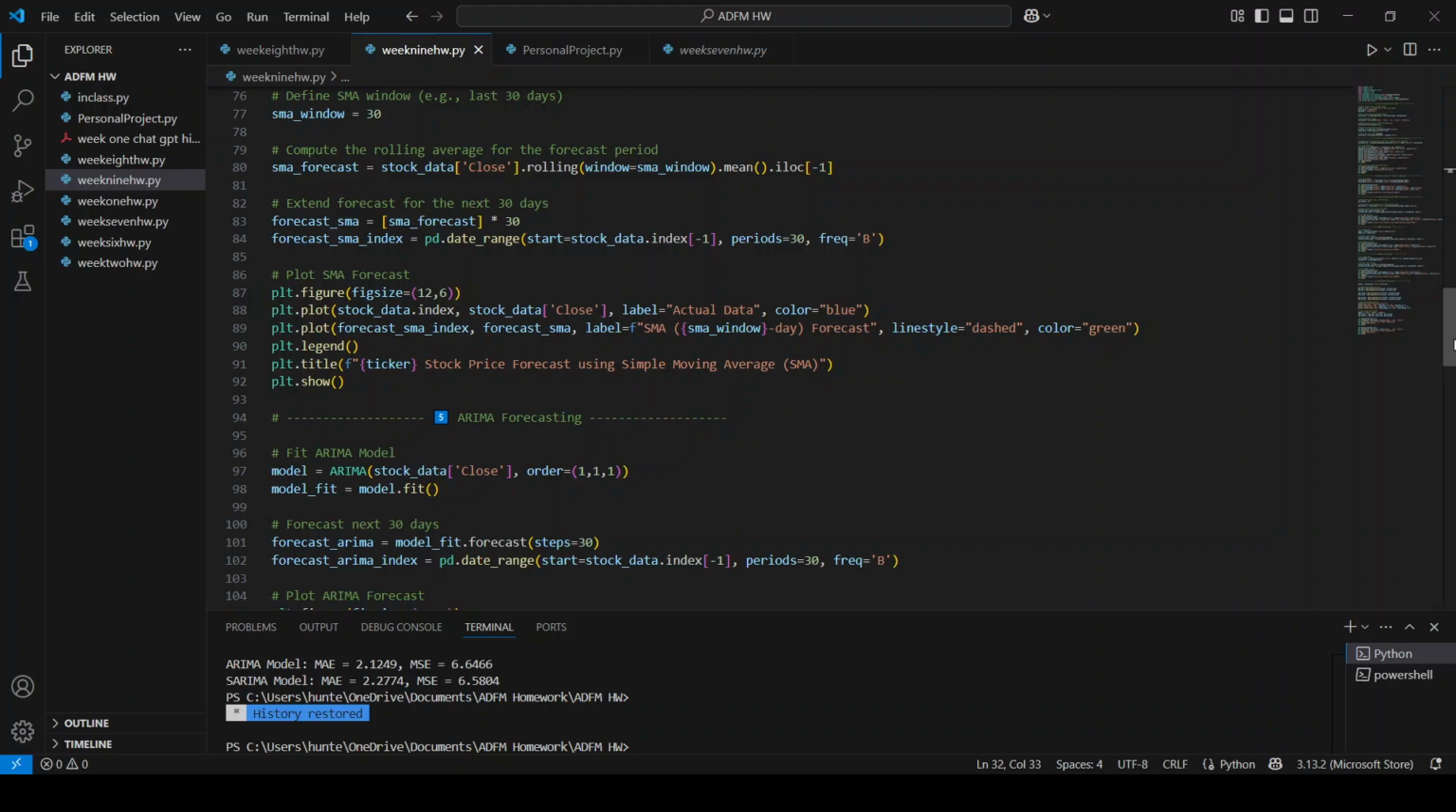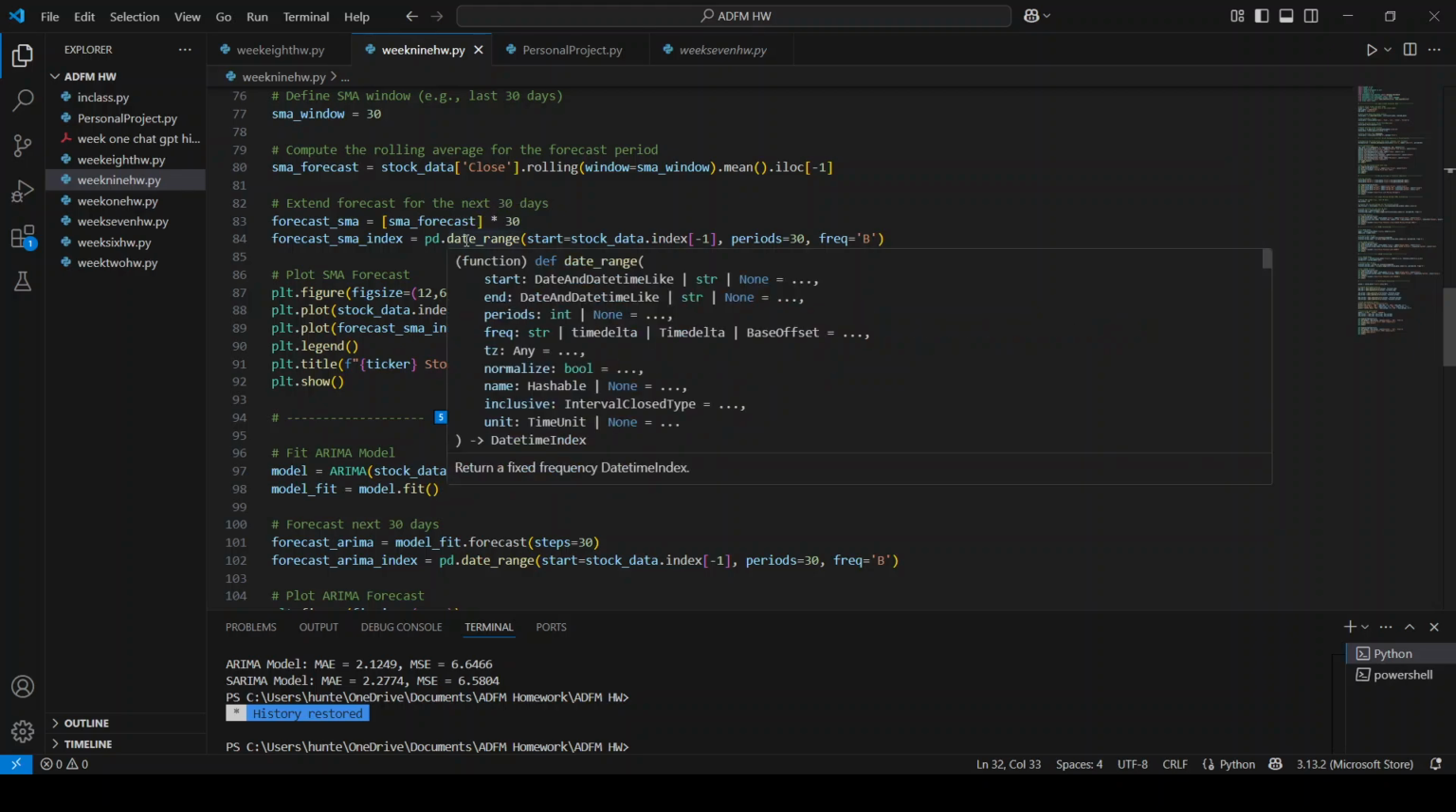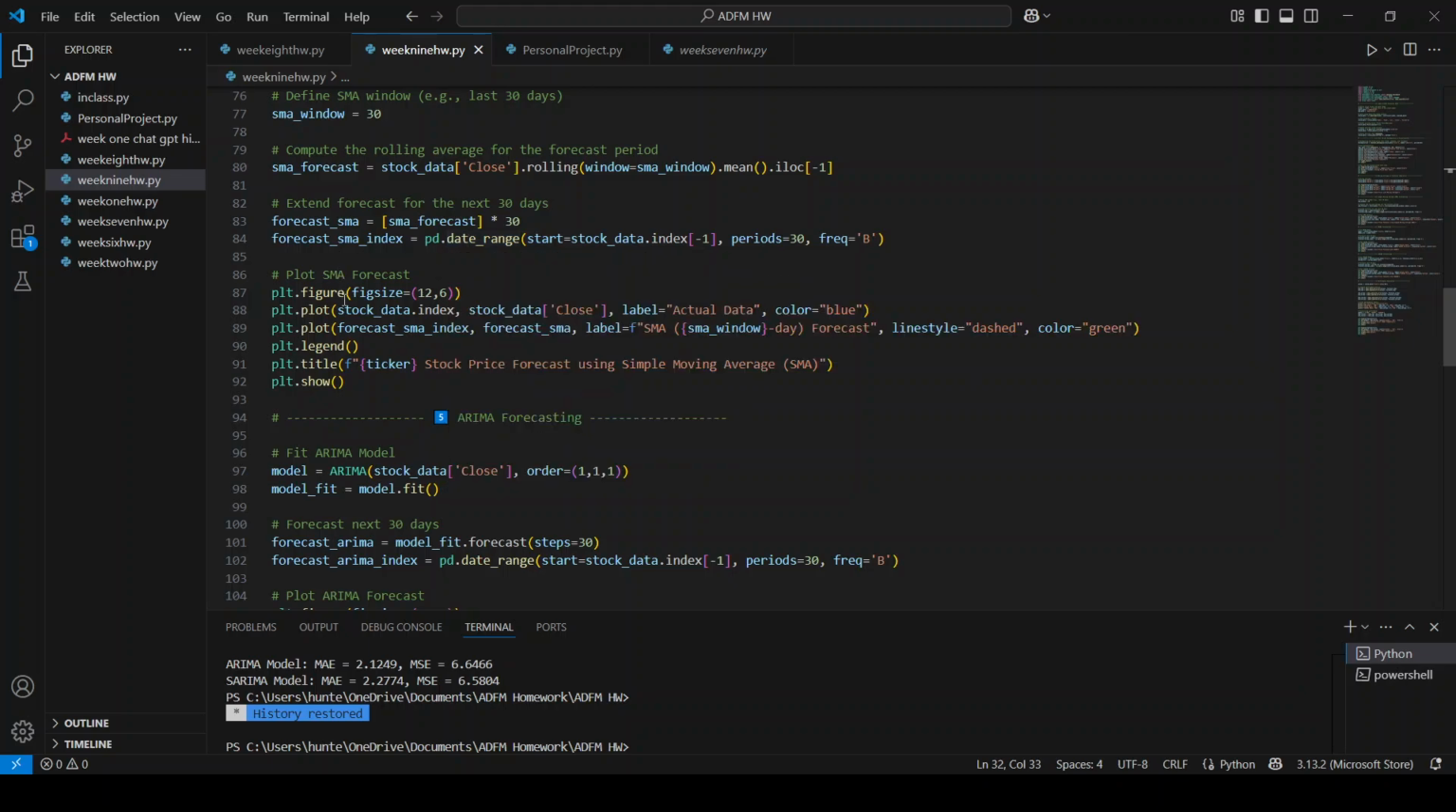77 through 84. The purpose of this is that it will forecast the next 30 days. Right here, this is the function needed to forecast the next 30 days using a simple moving average. It uses the last 30 days of moving average as the prediction for the future prices. And then 88 through 92, this is where we're plotting our simple moving average forecast. This will open in another window or pop-up.